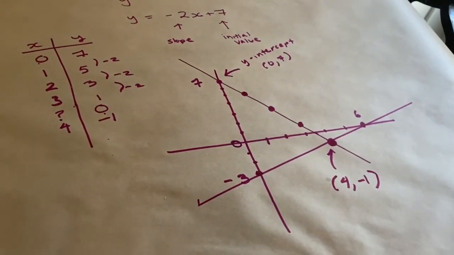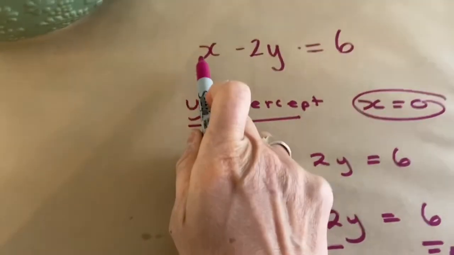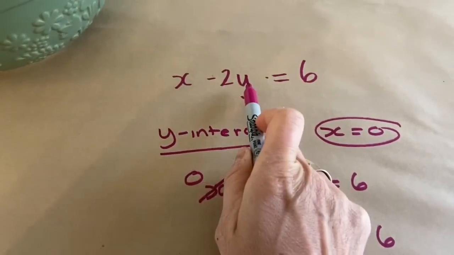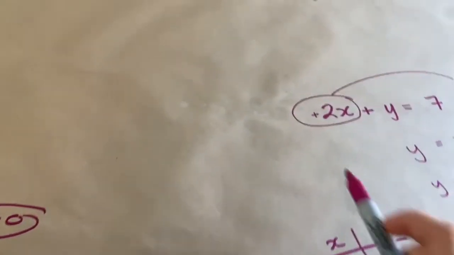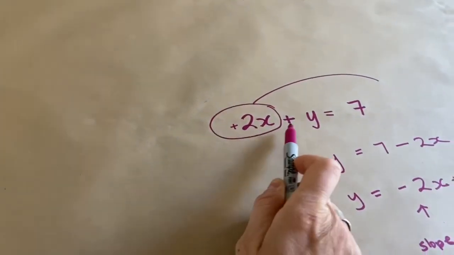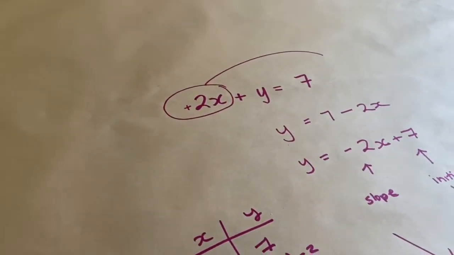And remember from yesterday, that means that if I put the 4 here and the negative 1 here and did the math, I would get 6. And if I were to put the 4 here and the negative 1 here and do the math, I would get 7. Let's look at another example.